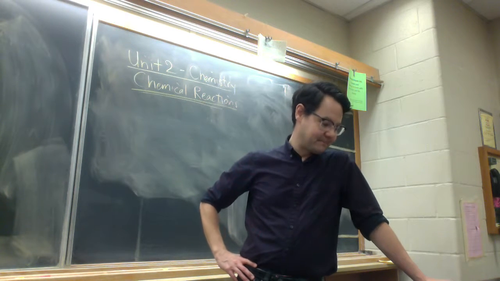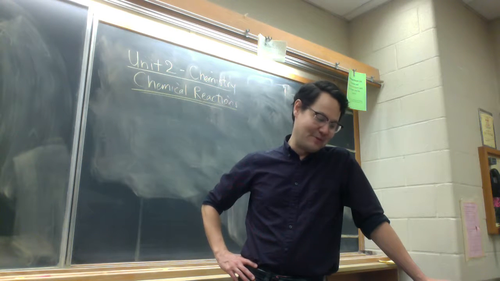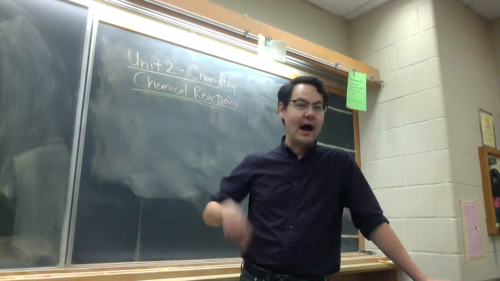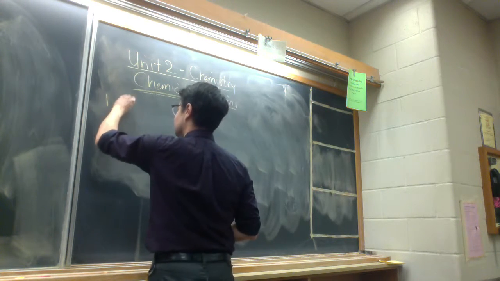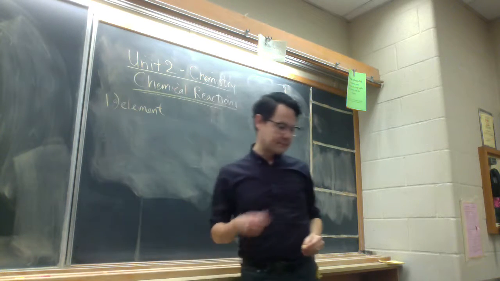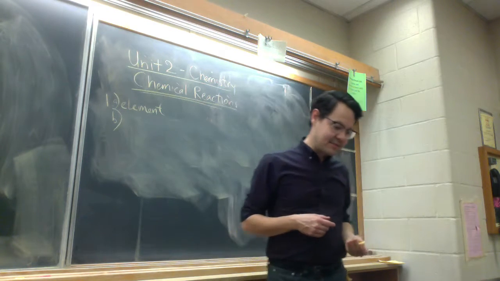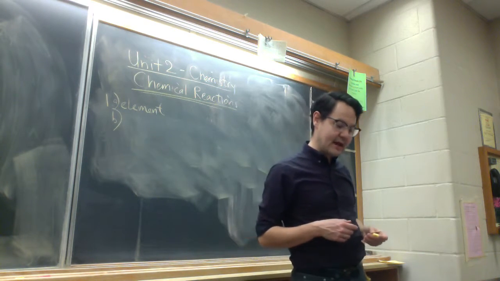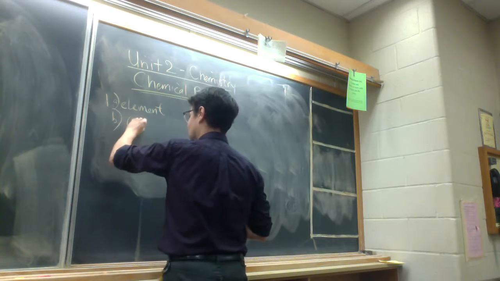A something is a pure substance that cannot be broken down further by chemical or physical means. An element. Good job. B, a something is a substance that can be broken down into elements by chemical means. Peter didn't get that. I got that.